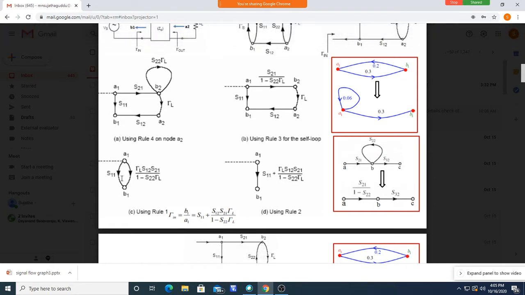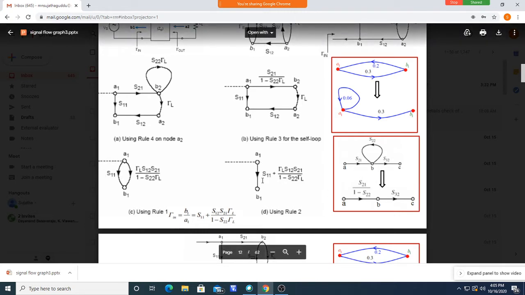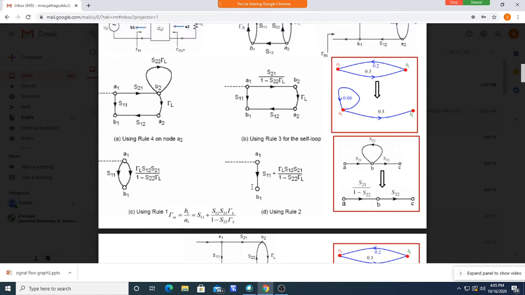Next, there are two parallel branches, so it is the addition of this multiplication factor plus this one. It eliminates the two branches to one. Addition of S11 plus this one, you have a single branch. So now A1 and B1 are connected with a single branch like this.